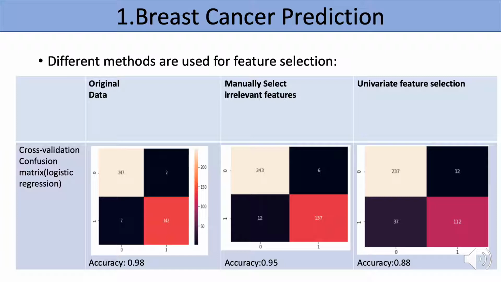I used 6 ways to see how feature selection can influence the prediction. As for the original data, if we do not perform any feature selection, the accuracy is 0.98, which is very high. And if we manually select 11 relevant features based on the correlation matrix, we get an accuracy of 0.95. So the 19 features that we drop do not influence the prediction rate too much. And if we use univariate feature selection, we select 5 features based on this method, and the accuracy is 0.88.